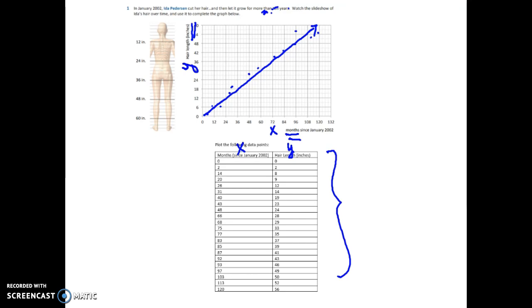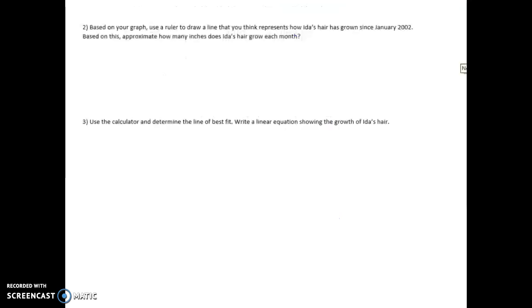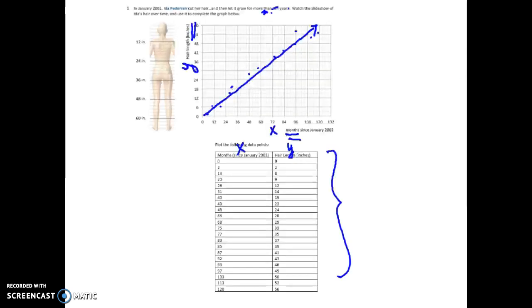Number 2 is going to ask you, based on your graph, we use the ruler to draw the line you think represents how Ida's hair has grown since January 2002. Based on this, we're going to approximate how many inches Ida's hair grows each month. So what we're actually approximating is the rate of change. Now the rate of change is actually the slope. I want you to be careful when you calculate the rate of change or the slope from this new line. Look back here at your line.